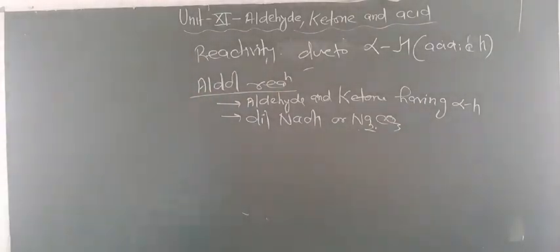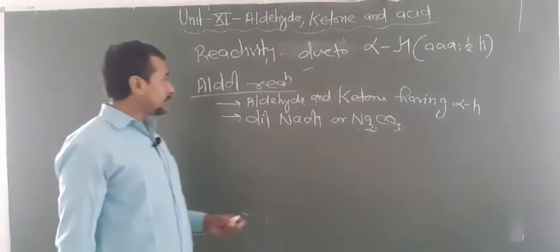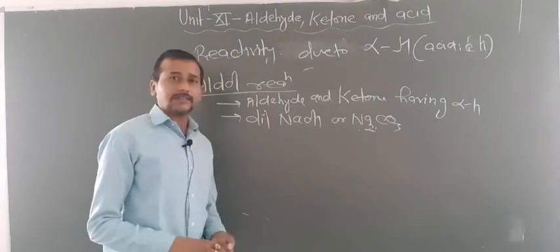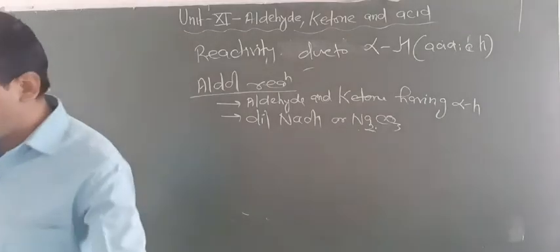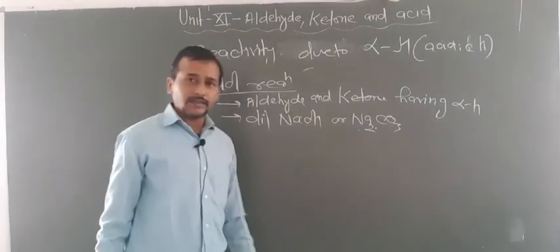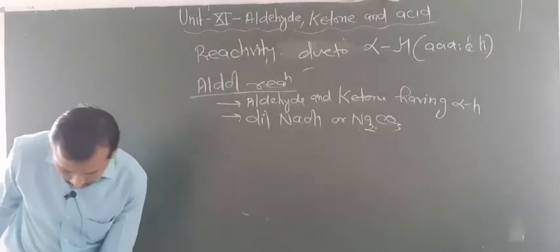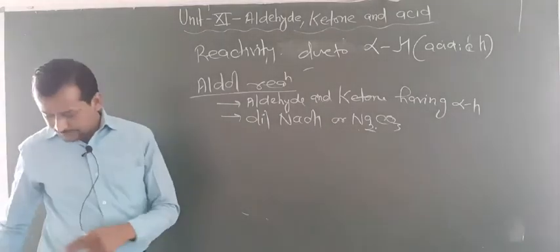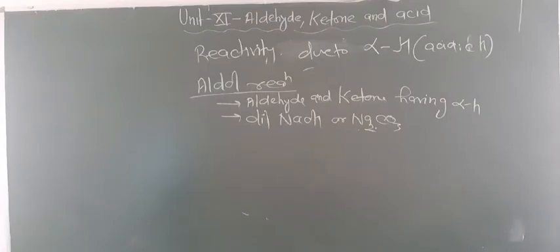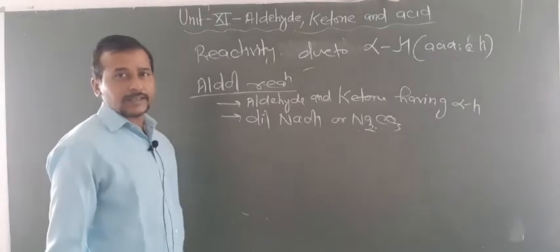Okay dear students, now how can you write about the aldol reaction? When aldehydes or ketones having alpha H react in the presence of dilute NaOH, they produce beta hydroxy aldehyde, that is known as aldol, or beta hydroxy ketone, that is known as ketol. Are you getting this point? Which on heating will produce alpha beta unsaturated aldehydes or ketones.